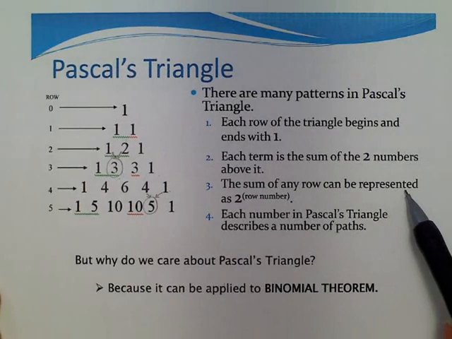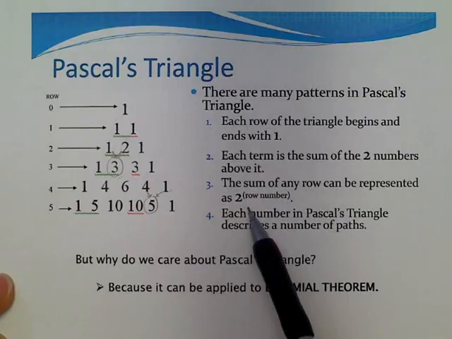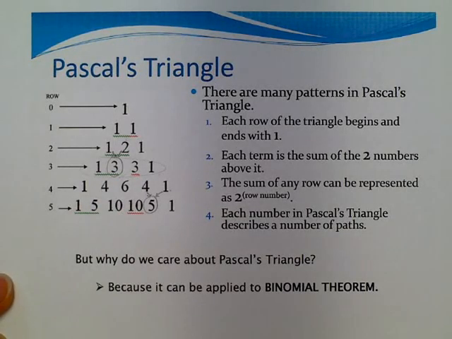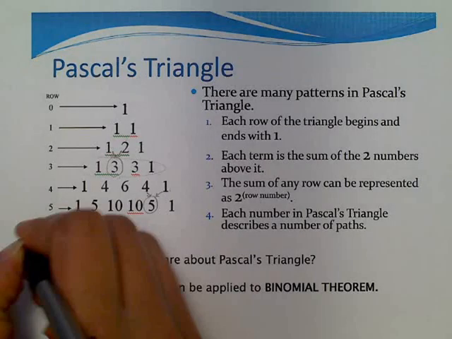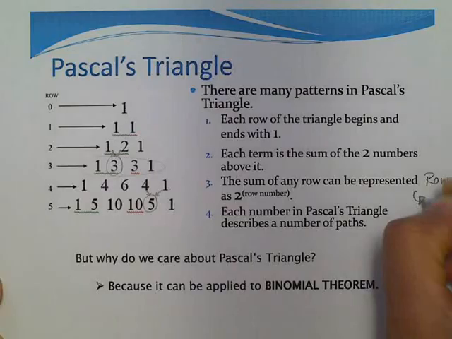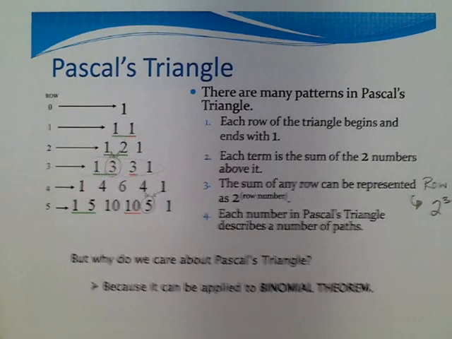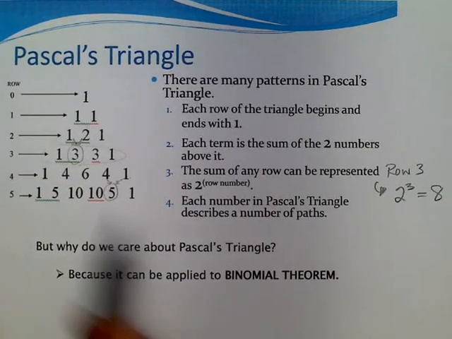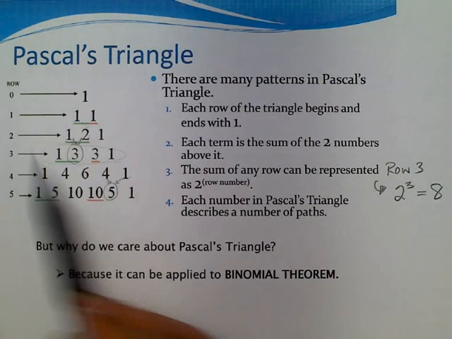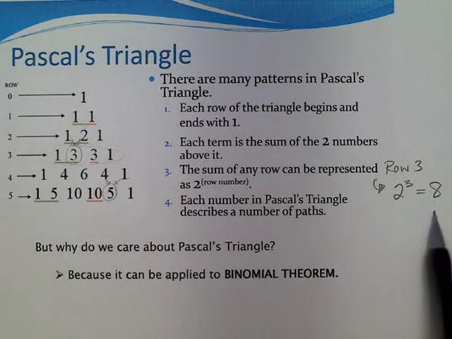The sum of any row can be represented as 2 to the exponent of the row number. So what this means is, if I wanted to know what all the terms in row 3 of Pascal's triangle add up to, all I would need to evaluate is 2 to the exponent 3, and that'll give me a value of 8. And if you actually look at row 3 here, and I add 1 plus 3 plus 3 plus 1, I get a value of 8. So what this actually tells you is some important information.